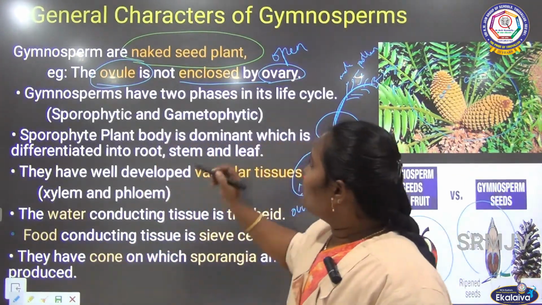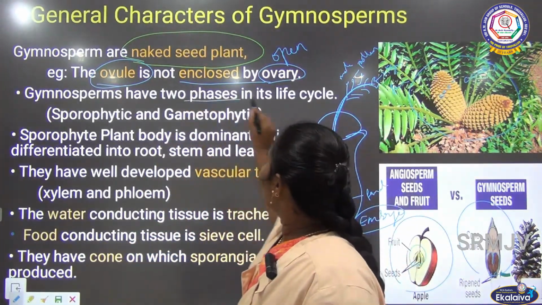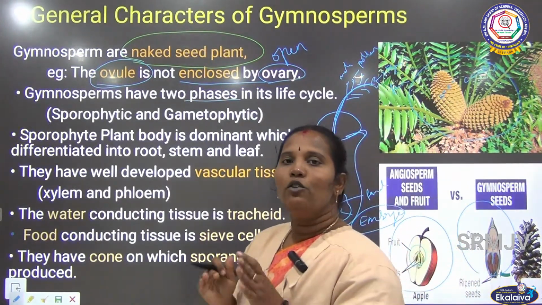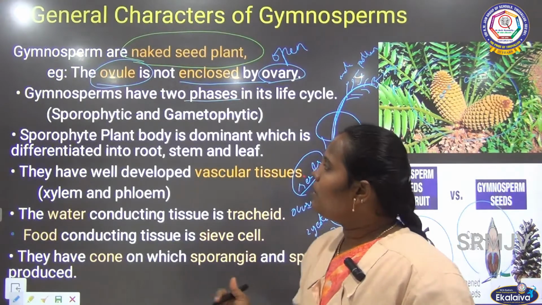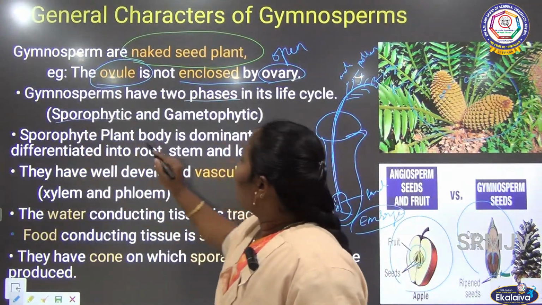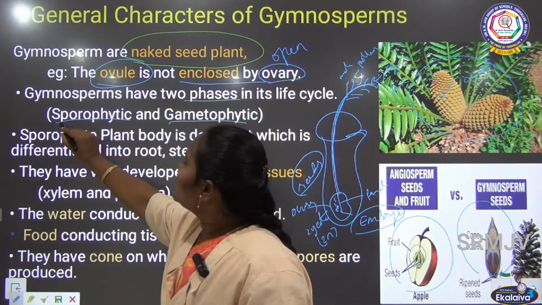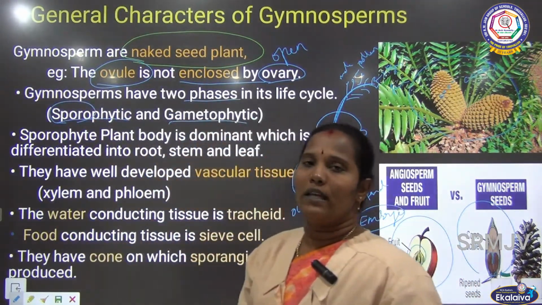After that, gymnosperms have 2 phases of the life cycle. What do the 2 life phases mean? They follow 2 types of reproductive system. One is the sporophytic, another one is the gametophytic. What does sporophytic mean? They bear the spores for their reproduction.